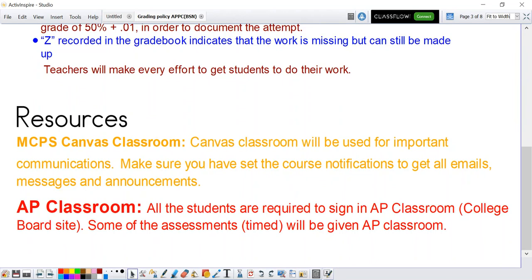Another big resource is AP Classroom. Students are required to sign into AP Classroom, which is a College Board site. Some of the assessments we are going to give in AP Classroom so that students get to practice how to work on AP level questions and also get used to the College Board platform.